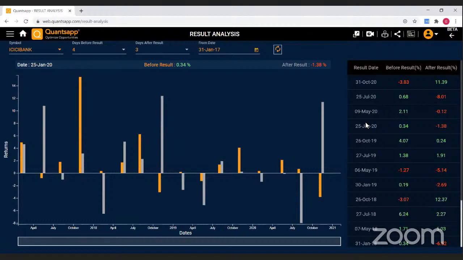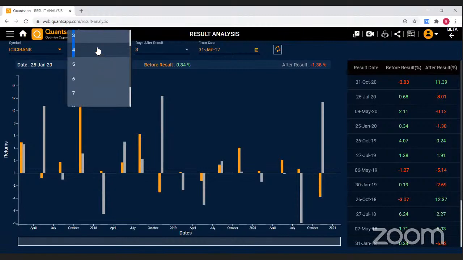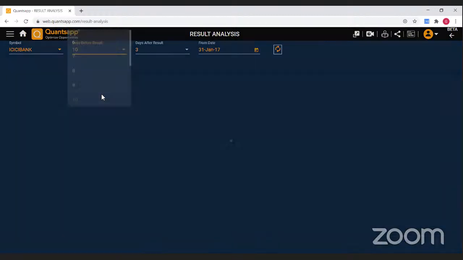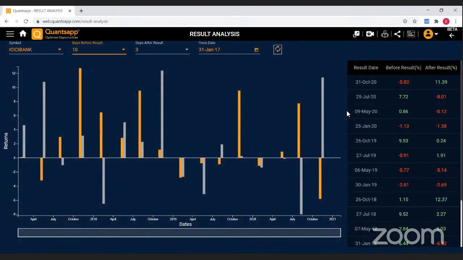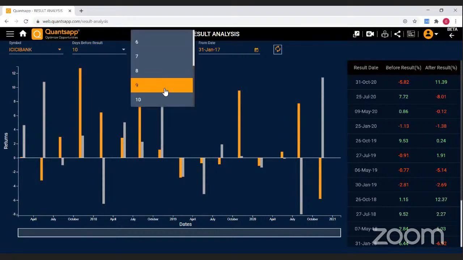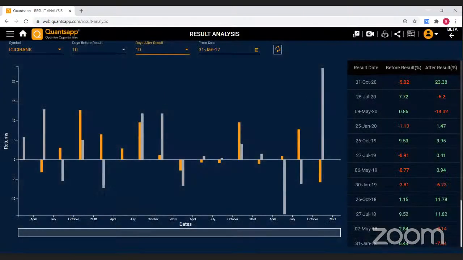So this is why result analysis helps me, the importance of it, why one should be looking into the performance before and after the result. Some stocks have a lot of volatility in them. Similarly, you have the option to see up to 10 days. Suppose you want a longer period and want to see how the stock has performed in the last 10 trading sessions before the announcement of the result, and the same way 10 days after the announcement of the result.